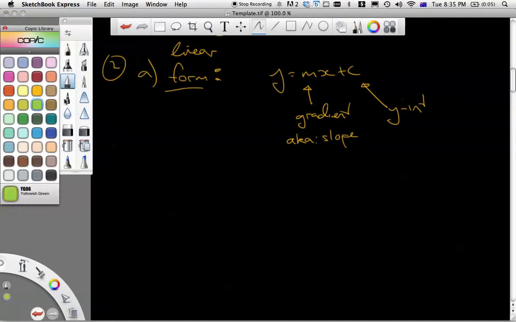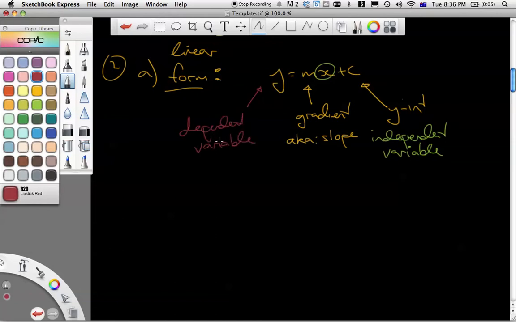Then we've got our independent variable, and we've got our dependent variable. So what are independent and dependent? Well, independent means it's not the thing that depends on anything. Dependent is the thing that depends on something.